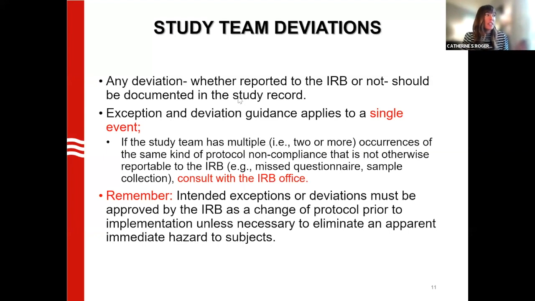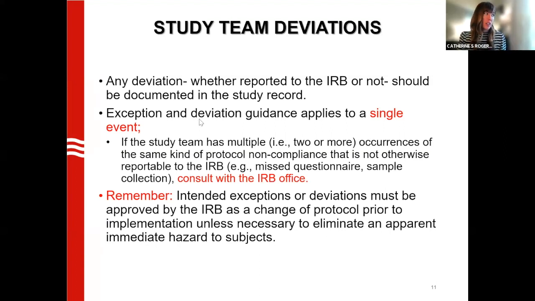So any deviation, whether you go through those bullets and decide it ultimately does not need to be reported to the IRB or it does need to be reported to the IRB, you still need to document that. So if it's a deviation that you clearly said fits this exception criteria, it's a single event, it was a missed questionnaire, it doesn't require a report to the IRB, you should still note that. You should still have your audit trail, your records clear, and so still make a note.